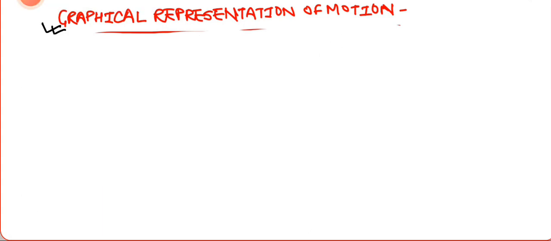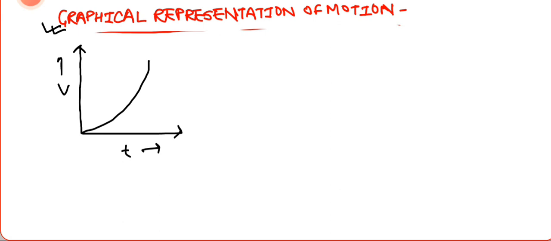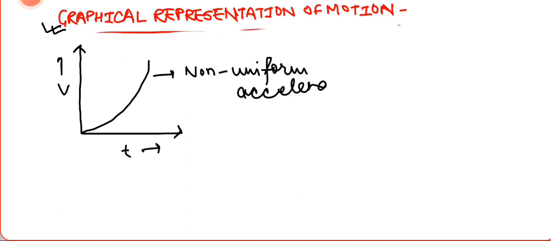Now students, non-uniform accelerated motion. Let us consider this is T, this is V, and the slope so obtained is this one. This is a curve. Here in this case the velocity is not changing uniformly, therefore this is non-uniform acceleration. So students, how will you find the distance in this case? You have to find the area of this part.